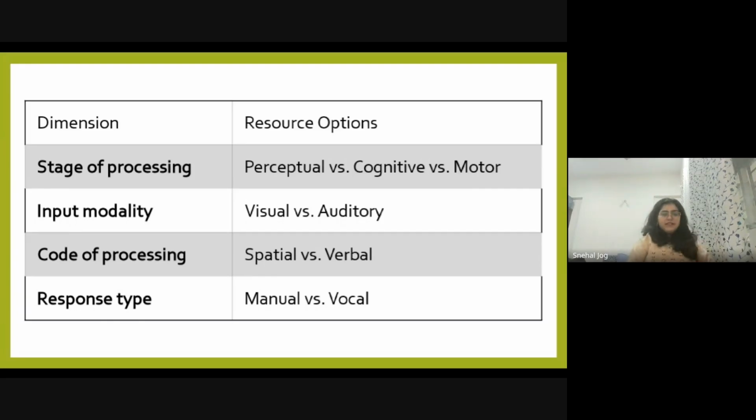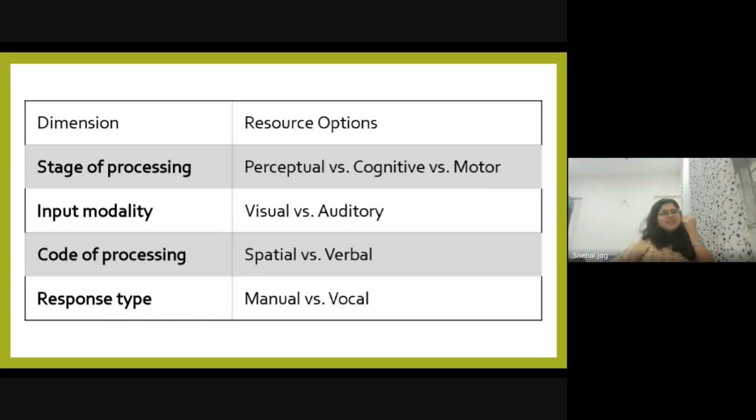Then there is code of processing. Is it verbal or is it spatial? So, for example, when I am learning to drive a car, the code of processing is spatial because I am looking everywhere, correct? And I'm understanding how to navigate a space. Then you have response type. Response type is manual versus vocal.